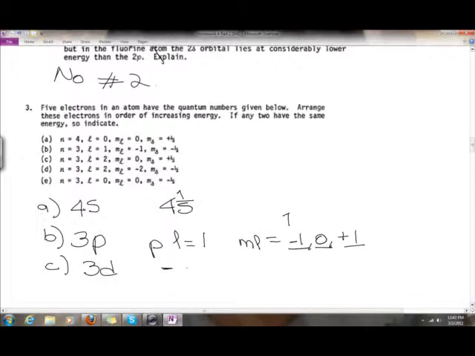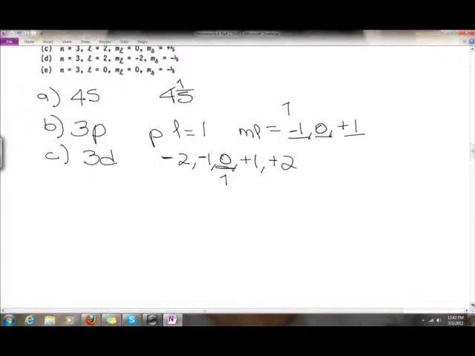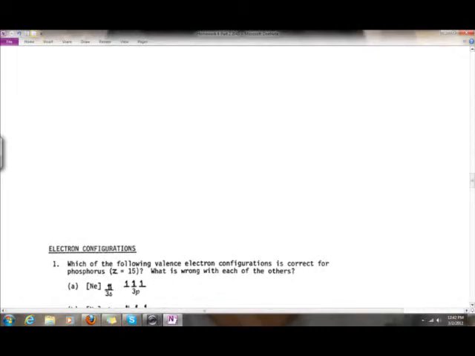Again, let's do the ML: minus 2, minus 1, 0, plus 1, plus 2. So what are they asking for? In letter C, they're asking for ML 0, and that's where the electron would be located. And you have only 1. The rest of them are going to be identical, C to D. To save time, you can practice them, but it's the same as what we're doing. So it's only practice.